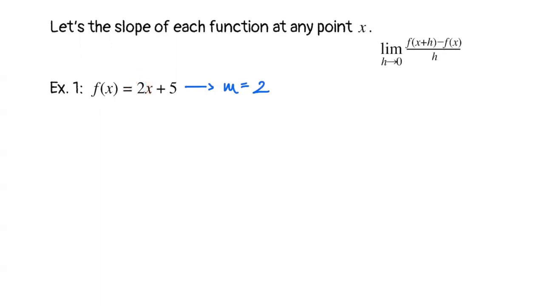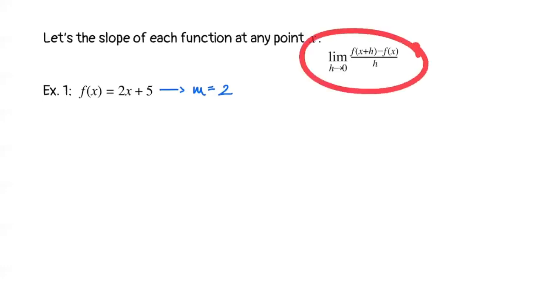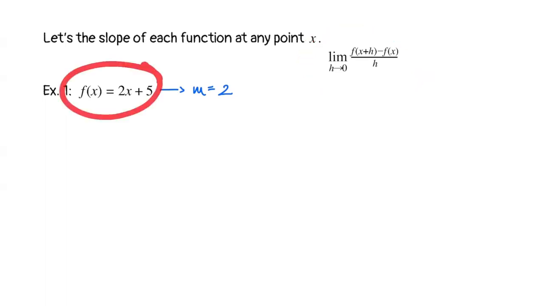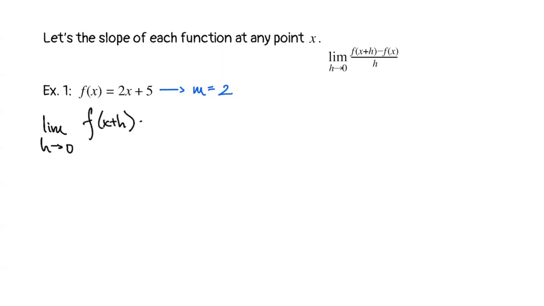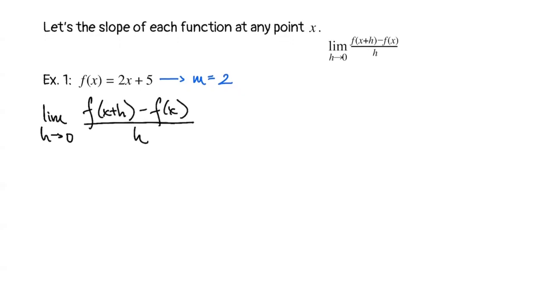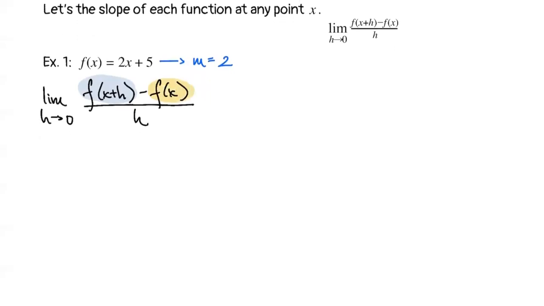Okay, so let's apply this formal definition of the derivative to this question, and let's see what we get at the end. So the limit as h approaches 0 of f of x plus h minus f of x all over h. I'm going to color this one that light gray blue, and I'm going to color this one yellow so I know where I'm plugging things in.